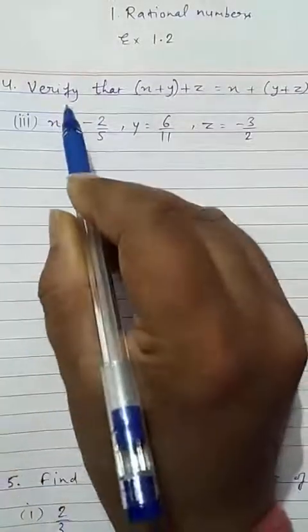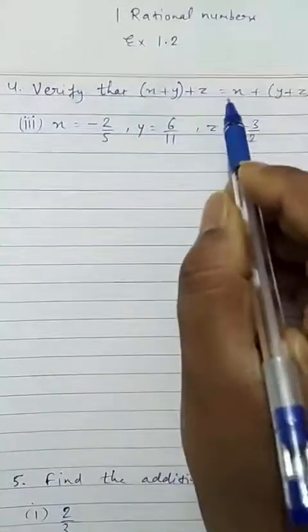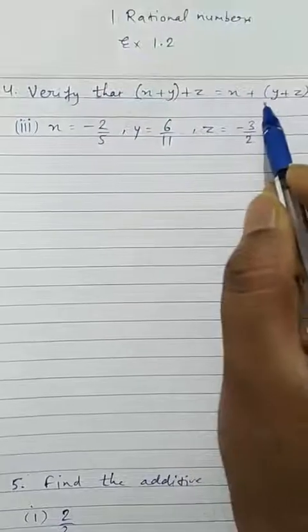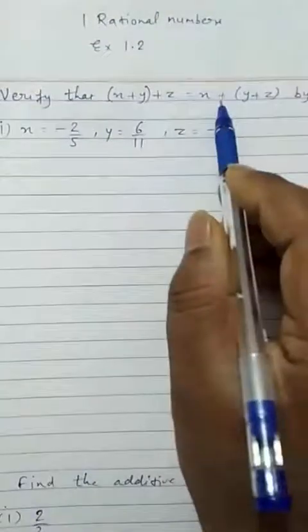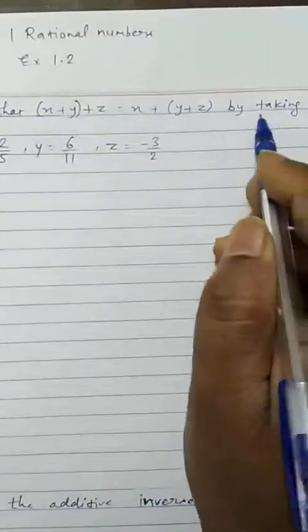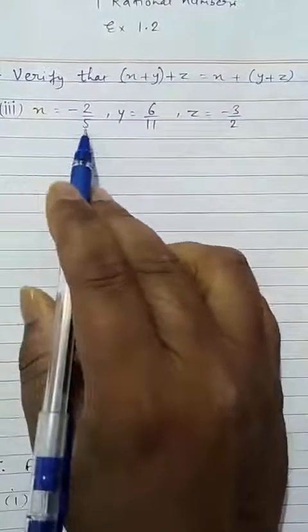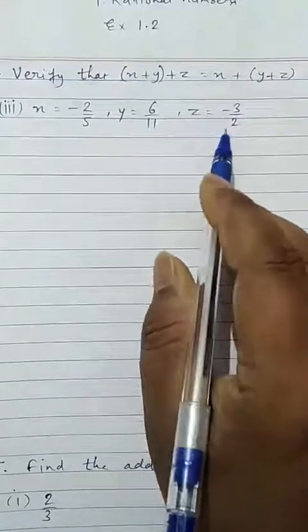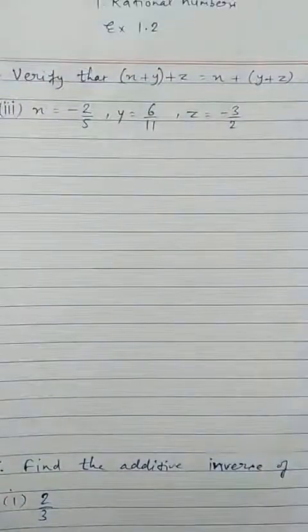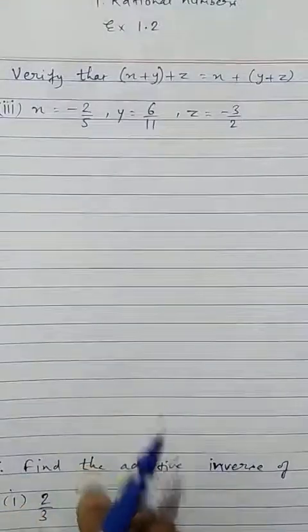Question number 4. Verify that (x plus y) plus z equals x plus (y plus z). This is the associative property and we have to take the values x is equal to minus 2 upon 5, y is equal to 6 upon 11, z is equal to minus 3 upon 2. So using these three values of x, y and z, we will try to find whether LHS is equal to RHS.